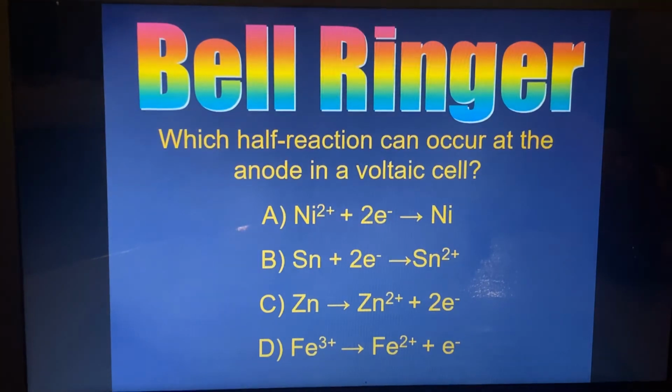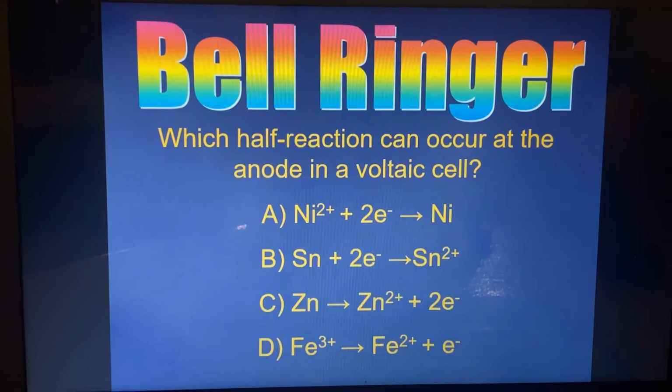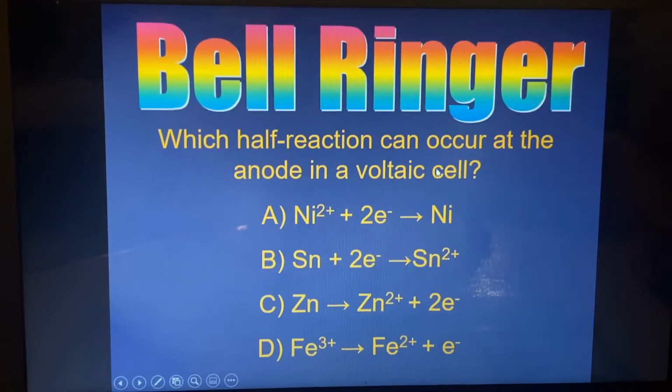All right, here we go. Okay, so I'm going to go right into answering this. It says, which reaction can occur at the anode in a voltaic cell? First of all, a voltaic cell is what we talked about last class, also known as a battery. The anode, if you remember, is where oxidation occurs. So another way you can do this is figure out which one of these is an oxidation reaction.